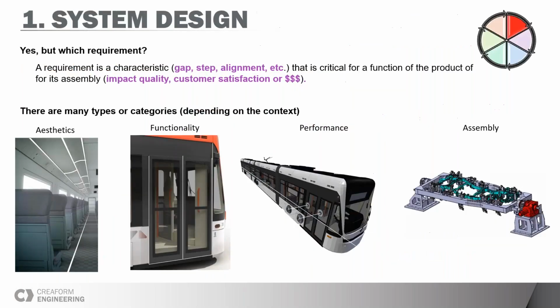So the first step happens in the design phase. What we need to do there is to identify requirements, but which requirements are we talking about? The requirement we are talking about is most of the time a characteristic of the product that we want to have at the end, a characteristic of the end product. There can be many types, and usually it's something that involves multiple parts and systems.